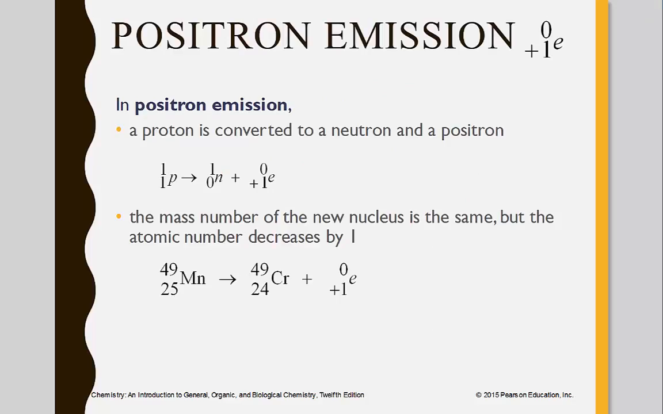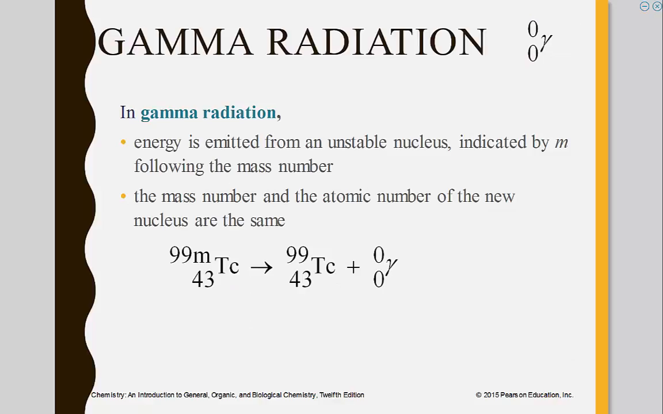Positrons, 0 over positive 1. You do it the exact same way. Remember to read the terminology very clearly. That's the part that always gets people. Gamma, notice that there's no number changes with gamma. It's 0 over 0. All it is is energy.